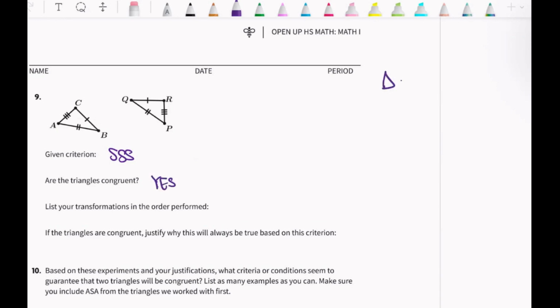So triangle congruence, these are the good ones. We have ASA, SAS, and we now have SSS. The ones that don't work are AAA and the bad word, ASS, right? So these are your triangle congruences, and I need you to remember these, okay?